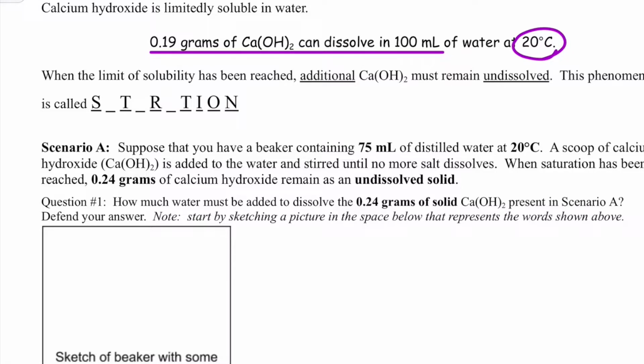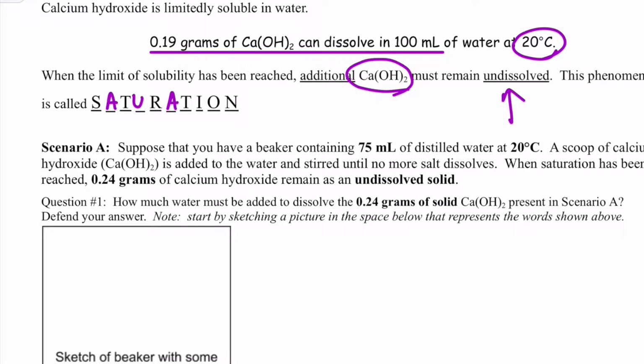When the limit of solubility is reached, any additional calcium hydroxide that you add will remain undissolved. It will sink down to the bottom as a solid. And that is true for any limited soluble salt. Once it reaches its solubility limit, it will produce a solid. This phenomenon is known as saturation.